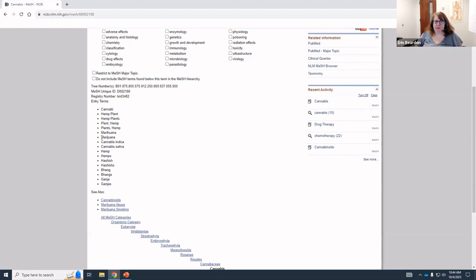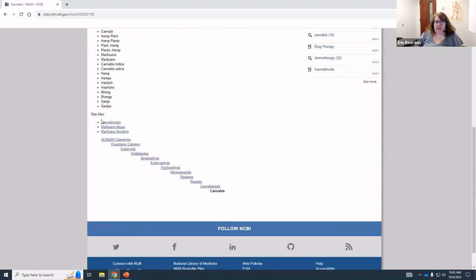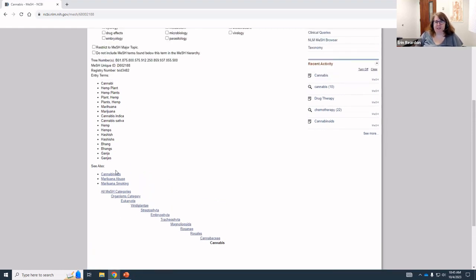So entry terms: there's marijuana, there's hemp, which might be useful. So you might want to test out some of these to see if you find relevant articles as well. And then you can see that this is listed, if we take it all the way up to the top, under organisms. It's a plant, so that's how it's listed in PubMed. And we've also got this "see also." So we might think about looking at cannabinoids as well and maybe marijuana smoking.